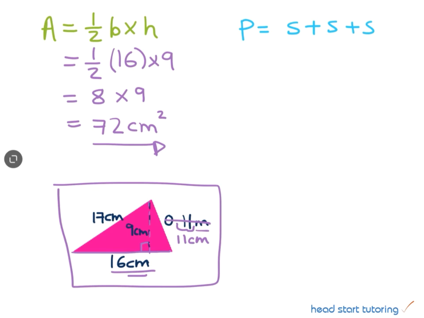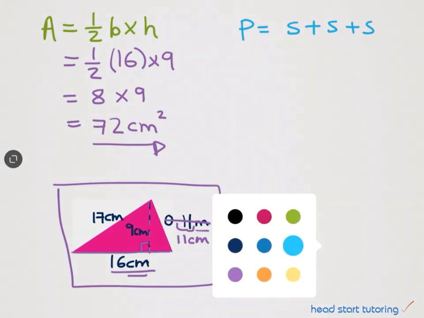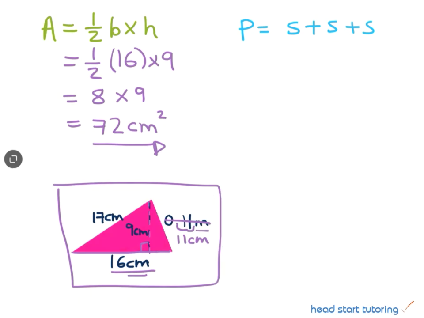Right, let's have a look at our perimeter now. The perimeter of any triangle is simply adding all the sides, all 3 sides together. So we have got 17 centimeters plus 11 centimeters plus 16 centimeters. Right, and then just to be sure, we're going to do an addition on the side.